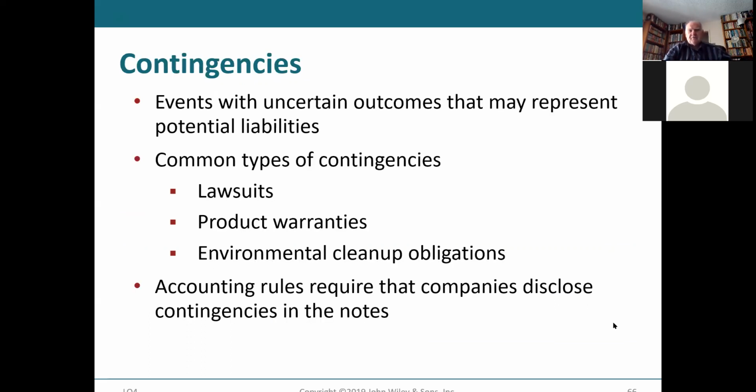Yeah, let's have a little fun with contingencies. A contingency is an event with uncertain outcomes that may represent potential liabilities. A contingency: you will get an A in the class if you study. I will lose some weight if I go on a diet. What we're really talking about here are lawsuits. Someone is suing us for some reason.